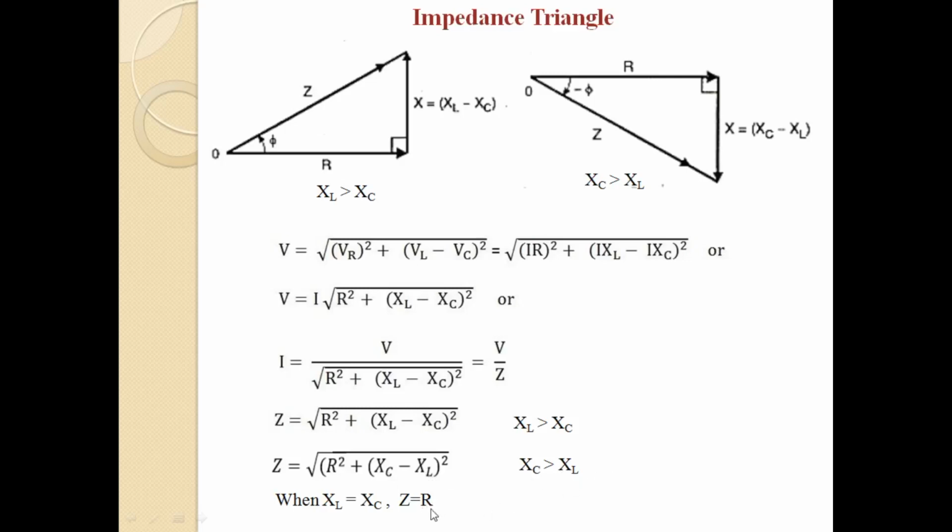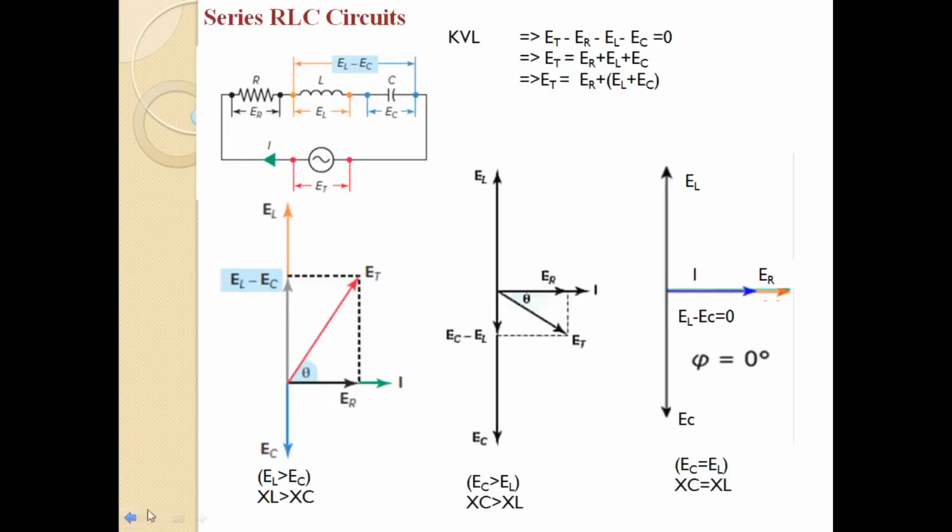But when XL equals XC, you can see that this term will be 0 and Z will be equal to R. In that case, if you consider the previous slide, when XL equals XC, the impedance of the circuit is minimum. That means the maximum current will be flowing through the circuit, and such a condition is known as resonance. So when a series circuit is in resonance, the current in the circuit will be maximum and the impedance in the circuit will be minimum.